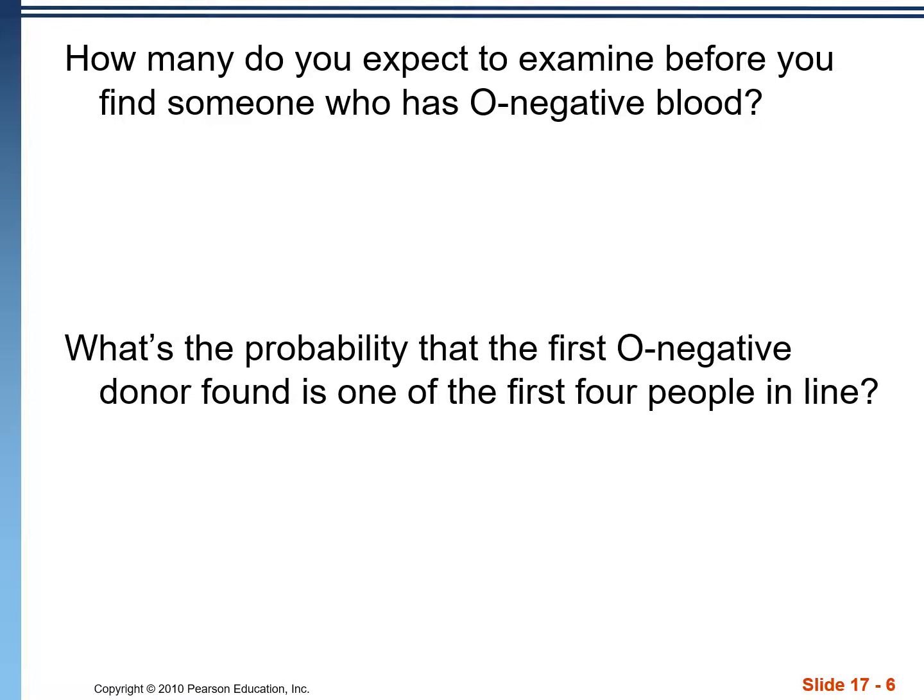A problem like this is geometric because it's a waiting time problem. It's asking how long it'll take until we find that first person who has O negative blood. The expected value can be found by just 1 over p. p is 0.06. 1 divided by 0.06 gives us 16.67. So that's the average number of people we'd expect to go through before we find one person with that type of blood.